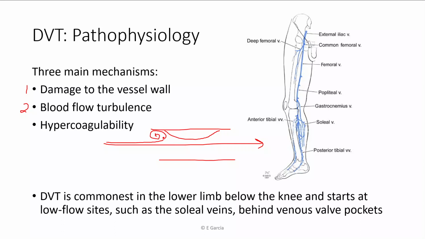What does blood love to do when it stays still? Form a clot, okay? So that's a hypercoagulability. So the hypercoagulability can be because of immobility, or it can be because of another pathological process.